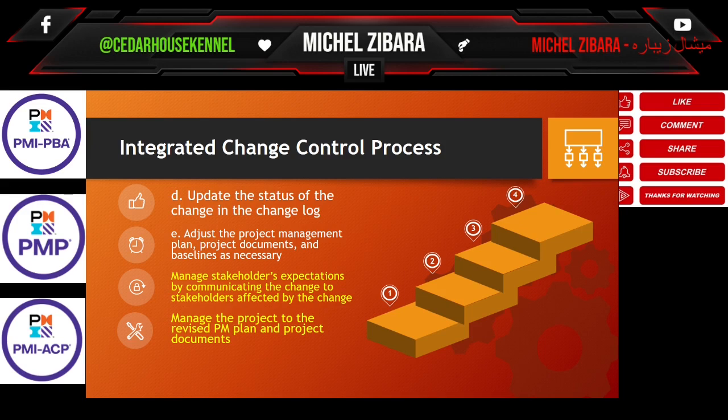That also is very important, relevant to the configuration management plan. After that, we have to manage the stakeholders' expectations by communicating the change to the key stakeholders affected by that change. After that, we have to manage the project to the revised project management plan and project documents.